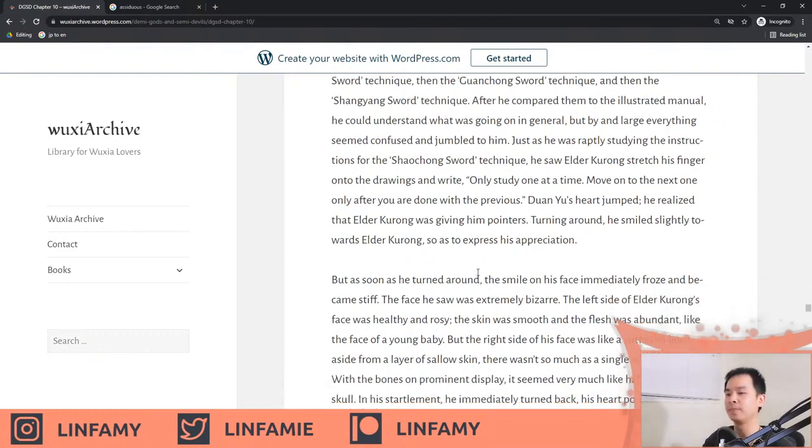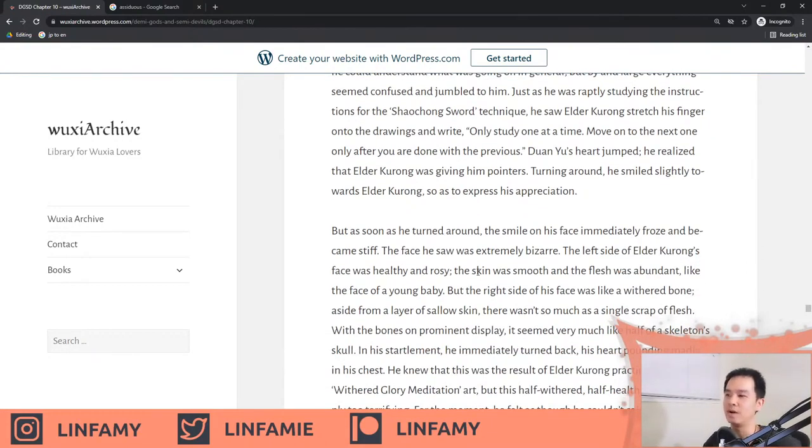But as soon as he turned around, the smile on his face immediately froze and became stiff. The face he saw was extremely bizarre. The left side of Elder Kurong's face was healthy and rosy. The skin was smooth and the flesh was abundant, like the face of a young baby.